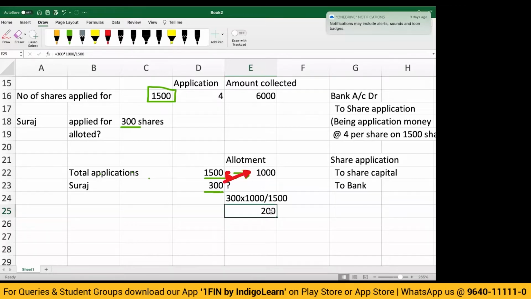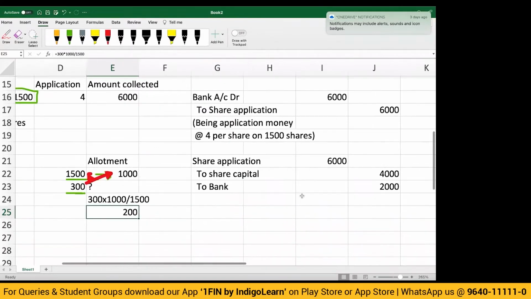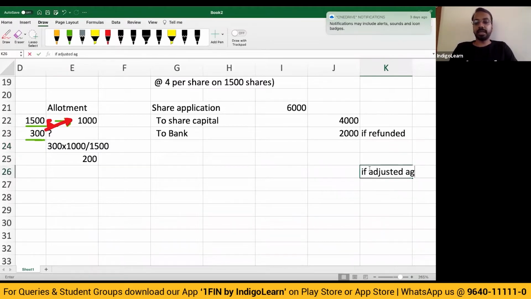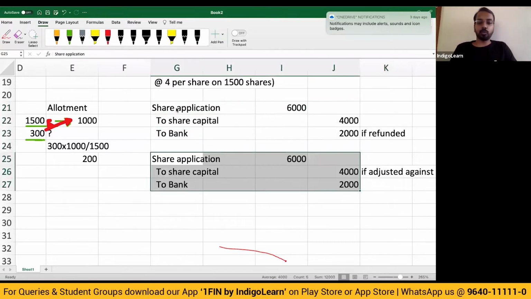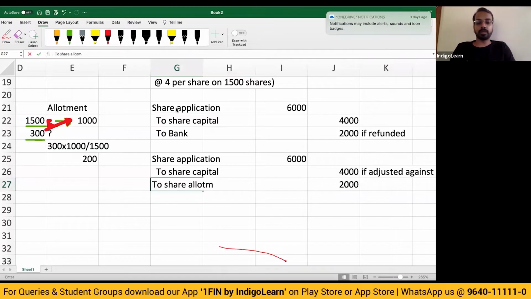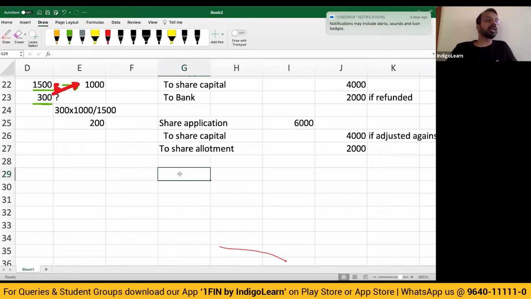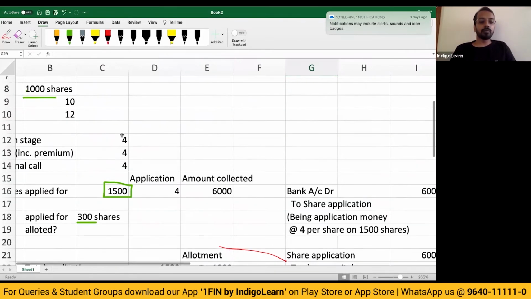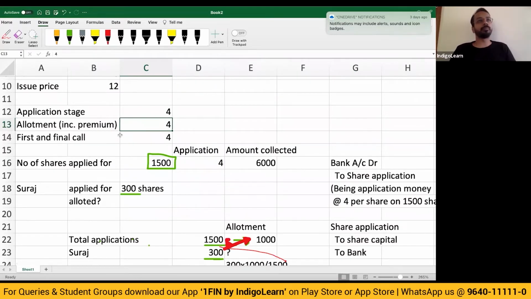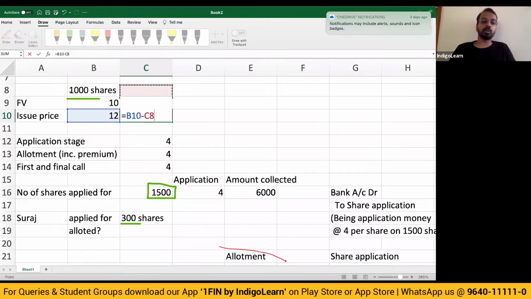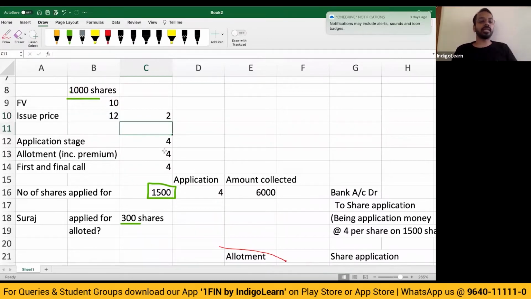No, sir. Okay. Then, if it is not refunded but adjusted against allotment, you pass the same entry, but instead of saying to bank, you will say to share allotment 2000. Then, because you have allotted the shares, an amount of 4 rupees is due including premium, and the premium amount is 2, that is 12 minus 10, 2. Now what will be the allotment due entry in this case?